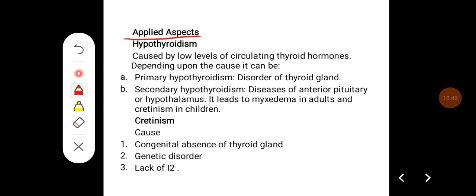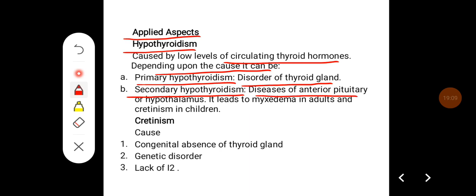Some of the applied aspects related to the thyroid gland: hypothyroidism. It is caused by low levels of circulating thyroid hormones. Depending on the cause, it can be primary hypothyroidism or secondary hypothyroidism. Primary hypothyroidism is a disorder of the thyroid gland, whereas secondary hypothyroidism is secondary to disease of the anterior pituitary or hypothalamus. It leads to myxedema in adults and cretinism in children.